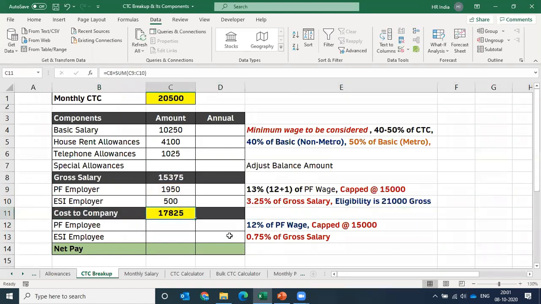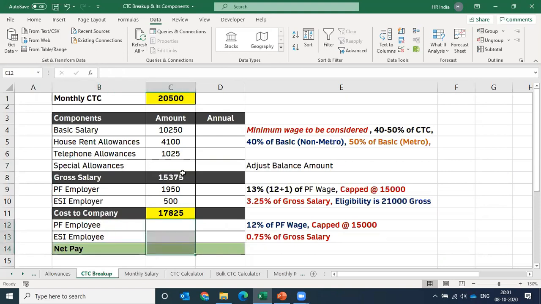Now you notice that the CTC that we have calculated is not at all equal to what CTC we were looking for. For that purpose only, we have kept this special allowances cell blank for the adjustments of the differences. Right, but before moving to the special allowance cell, we'll just calculate the deductions part also, and we'll calculate the net pay of the employee also.